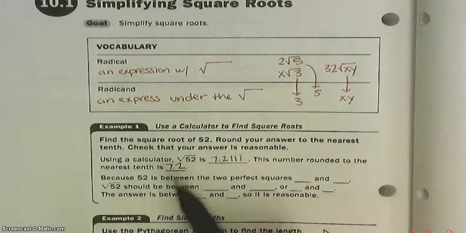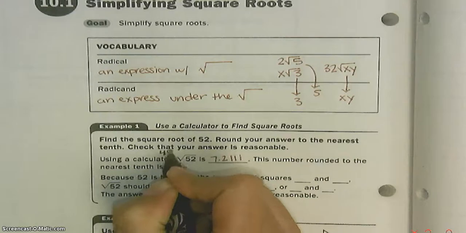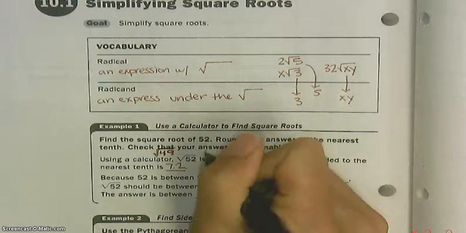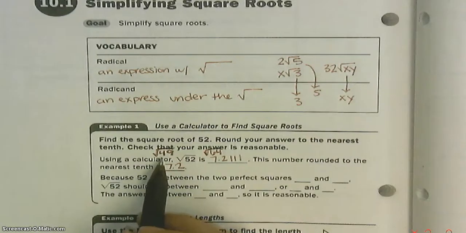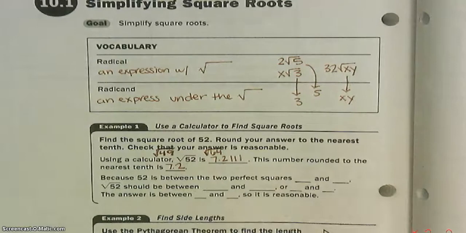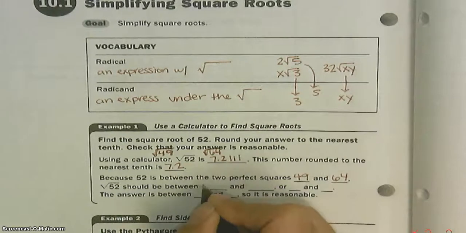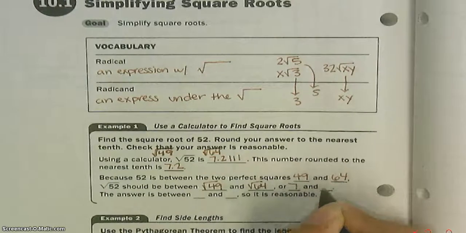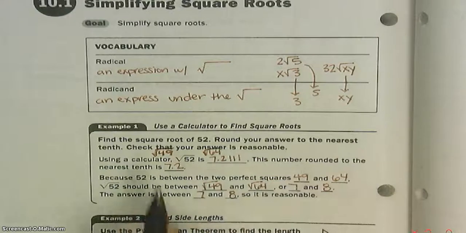Now, does this make sense? Well, I'm going to think of perfect squares that are really close to 52. 49 is a perfect square. It's really close to 52. Right, square root 49 and square root 64. The square root of 49 is 7. The square root of 64 is 8. So this is somewhere between 7 and 8. Yep, 7.2 makes sense. We're between 49 and 64. So the answer has to be between square root 49 and square root 64, or 7 and 8. The answer is between 7 and 8, so 7.2 makes sense.